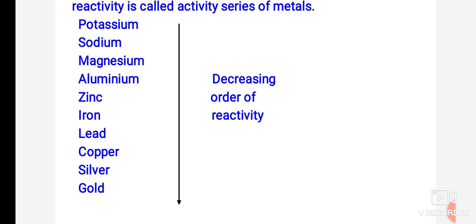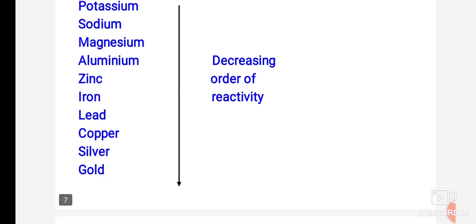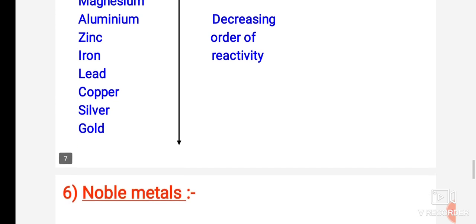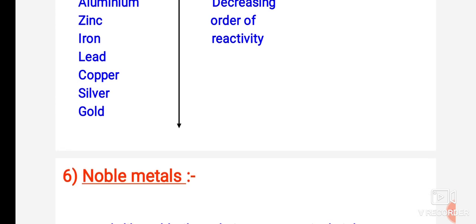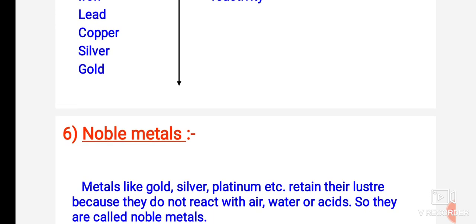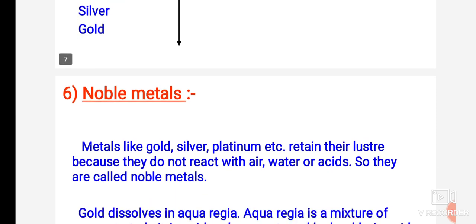Yesterday we also discussed that these two metals are least reactive. They do not react with air, water or any other thing. Okay, so this is the activity series, decreasing order of reactivity: potassium, sodium, magnesium, aluminium, zinc, iron, lead, copper, silver and gold.